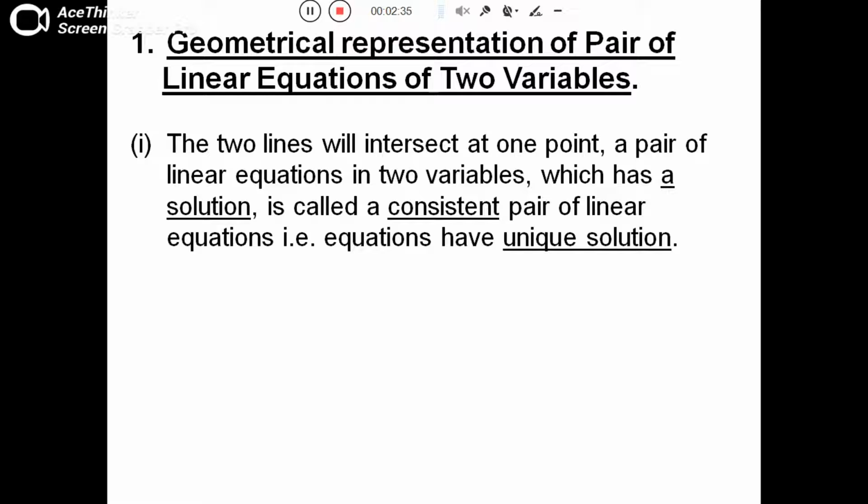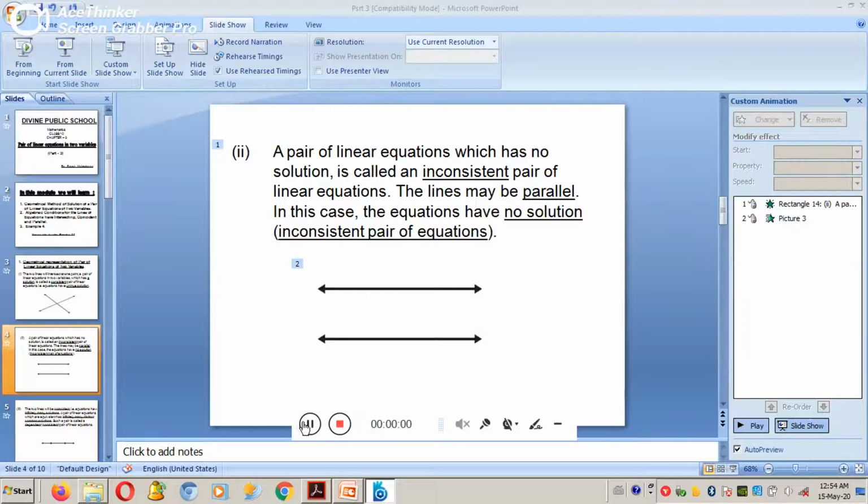As you have seen in the last session, the lines which are intersecting at one point are called a consistent pair of equations, and it has a unique solution, meaning one solution. So students, this you have read in the last session, and here also we are going to revise. Okay, see the second condition.